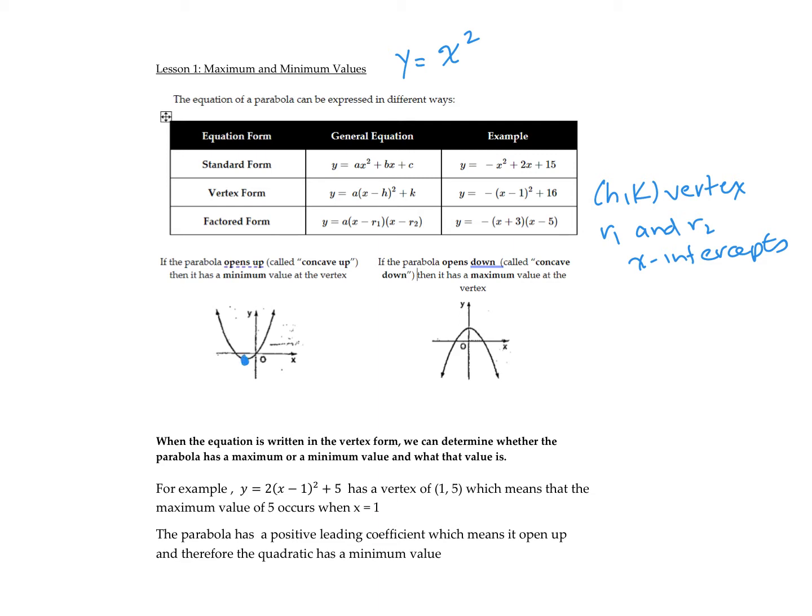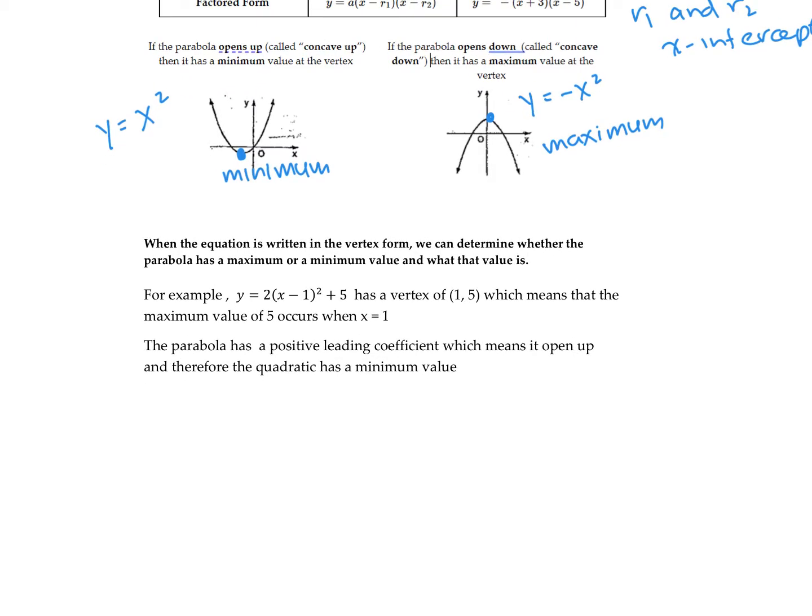If a parabola opens up, it's called concave up, where the leading coefficient is positive, and we would have a minimum value. And if the parabola opens down, or concave down, where we have a negative leading coefficient, the parabola has a maximum value. You would have done all this in grade 10, so it should all be review and look familiar to you. When the equation is written in vertex form, we can then determine the maximum or minimum value.